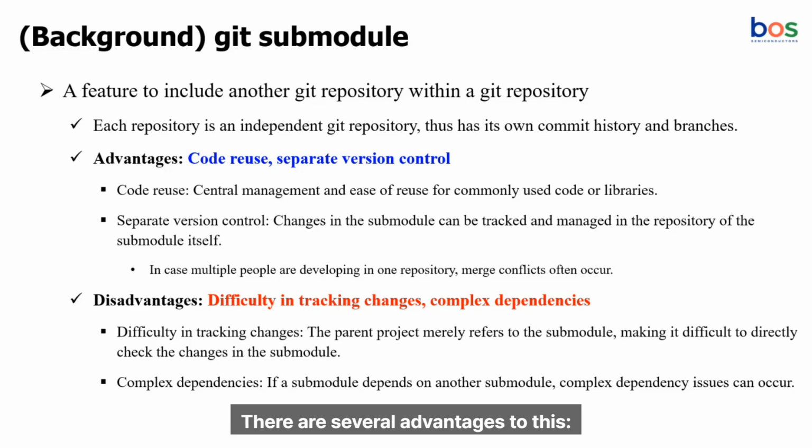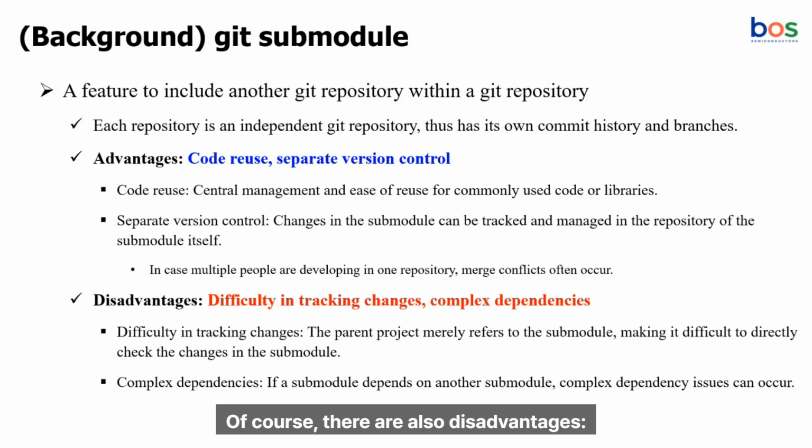There are several advantages to this. Code reuse: submodules allow central management and easy reuse of commonly used code or libraries. Separate version control: because submodules have their own repositories, changes can be tracked and managed independently. This helps reduce merge conflicts that often occur when many engineers are working in the same repository.